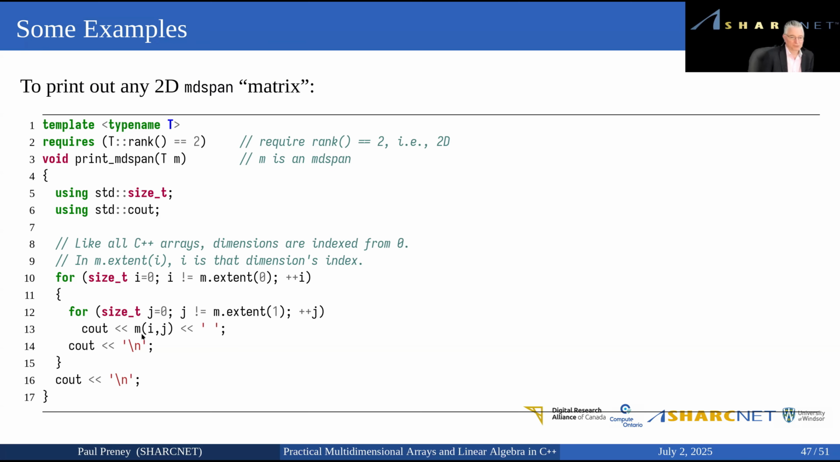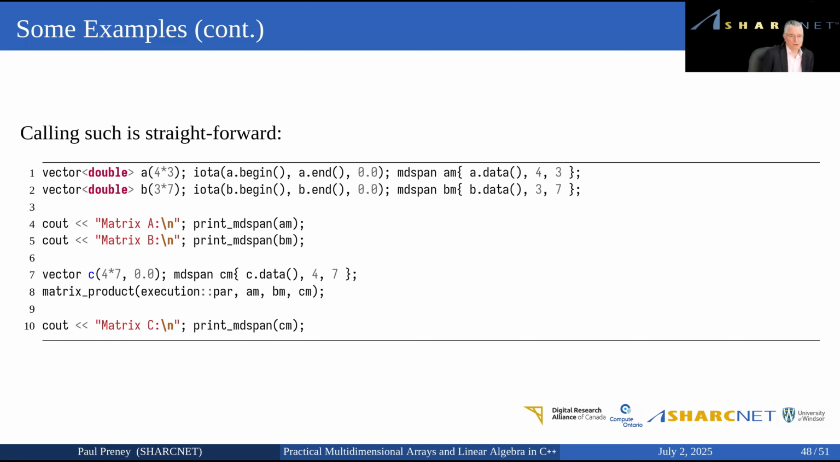Great. So then I can do it, and I put round brackets this time, but M(i, j) is accessing the i, j element. You could have M(i, j) equals and assign it a value. Here I'm just printing out values. Okay. Calling such is straightforward. So I need to store my values somewhere. Remember, that's not included. mdspan just takes a pointer. So wherever it points to, it has to be somewhere else.